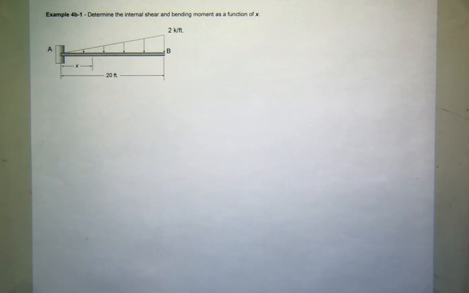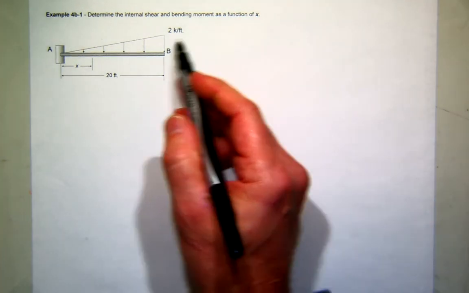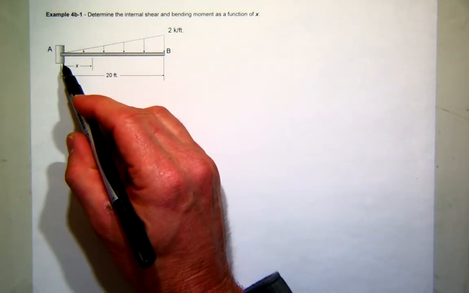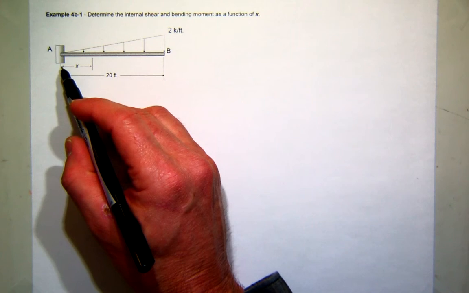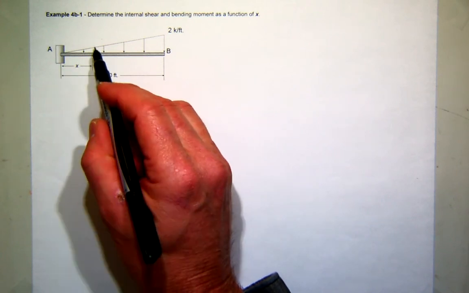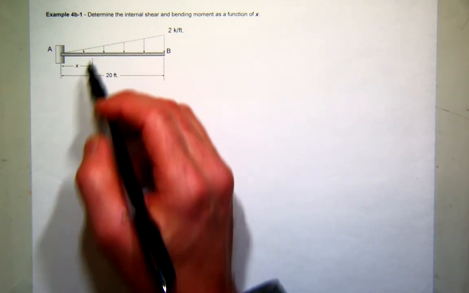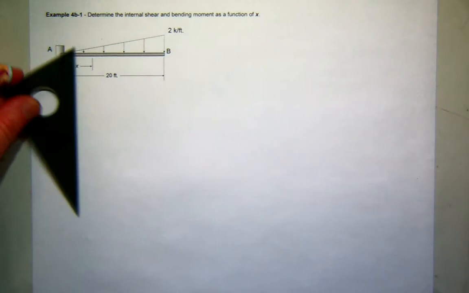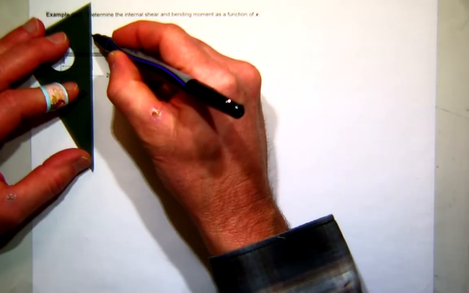Okay, so this is our first problem. We're trying to write equations for shear force and bending moment. And we're going to use typical X sign convention from left to right. So I'm going to cut this structure at X. And we've had this discussion for other problems too.